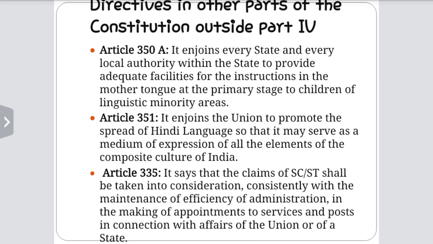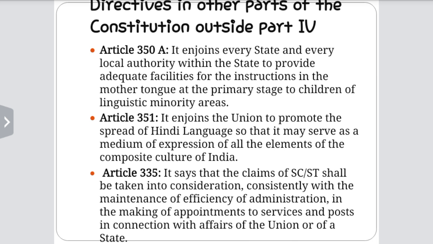now let us see directives on other parts of the constitution outside Part 4, and it consists of Article 335, 350A and 351. Now first let us see 350A, to provide adequate facilities for the instruction in mother tongue at primary stage to children of linguistic minorities.